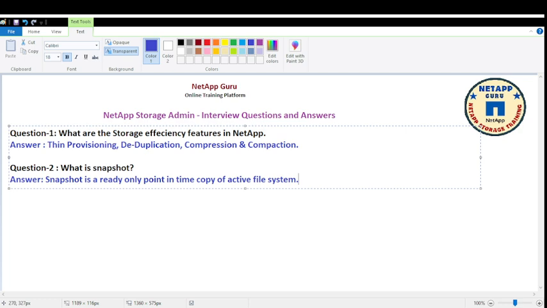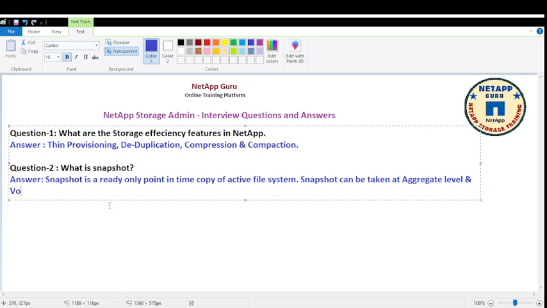Okay, and the snapshot can be taken at aggregate level and volume level. Okay, so when we are talking about the snapshot in general, we talk about the snapshot at volume level, right? Okay, so next question.